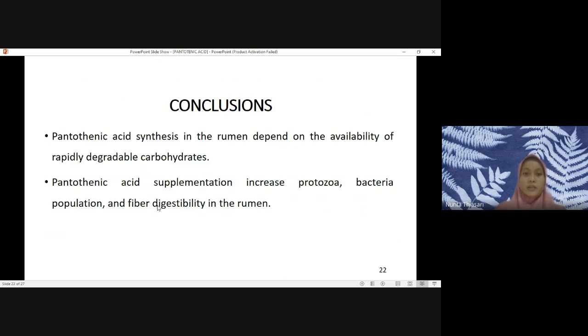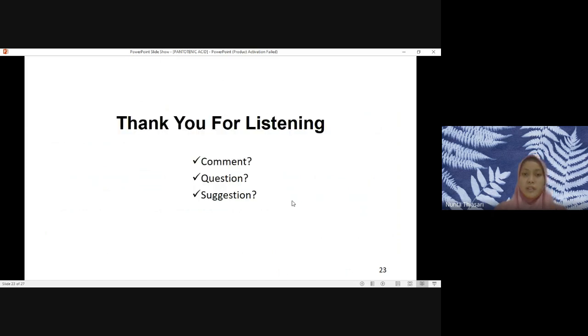So the conclusion: the first one, pantothenic acid synthesis in the rumen depends on the availability of rapidly degradable carbohydrate. I'm sorry, there should be one more, which is a nitrogen source. And the last one, pantothenic acid supplementation increases protozoa, bacteria population, and fiber digestibility in the rumen. Okay, thank you. This is my presentation.